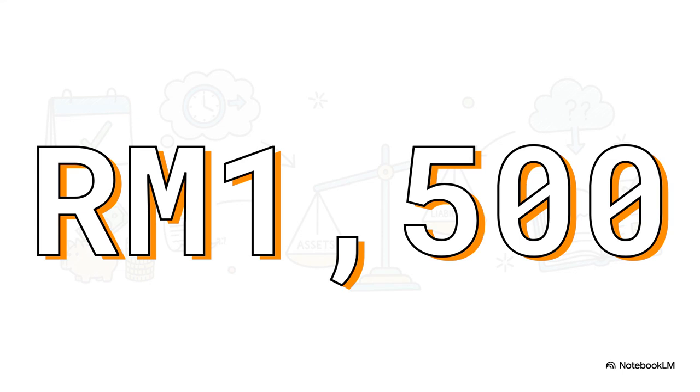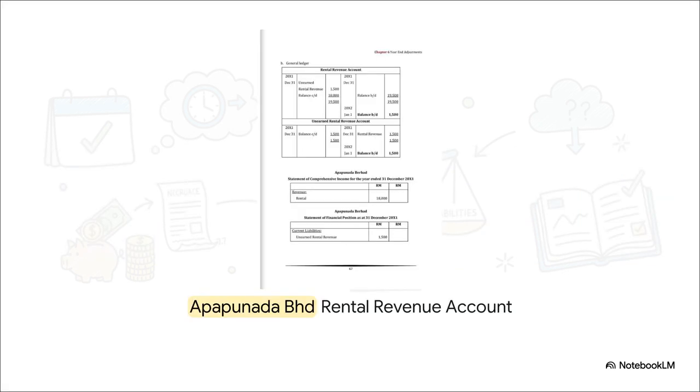You absolutely cannot claim that as profit this year because you haven't actually provided the space for that future month yet. To fix this illusion, we have to adjust the accounts. We deduct that RM1,500 from the rental revenue account by debiting it, logically reducing the revenue to the true RM18,000. Then we credit our unearned rental revenue account, logging it as a current liability. Why? Because technically, right at this moment on December 31st, you owe the tenant a free month of rent.